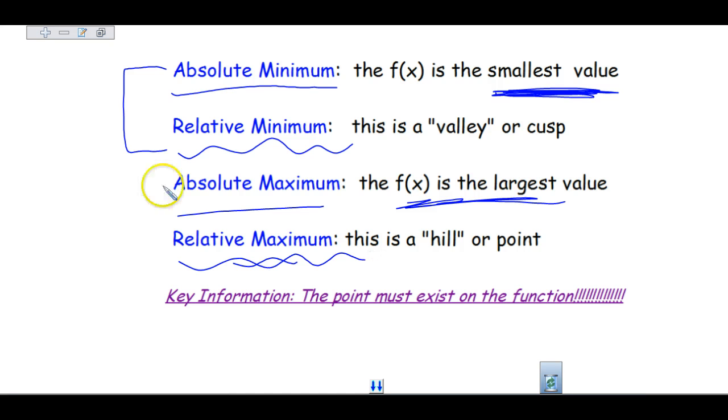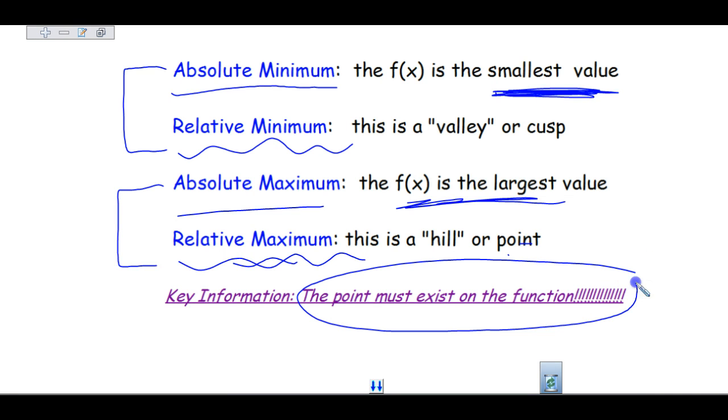Okay. Just something to be aware of that may seem kind of common sense, but we'll go through some examples in a minute of why you just need to be careful. In order for there to actually be a high or low point, or for a key feature to be an absolute min or absolute max, it needs to actually be a point on the function. So if there's a hole at what appears to be the high point, that can't be the high point because there's no point there.